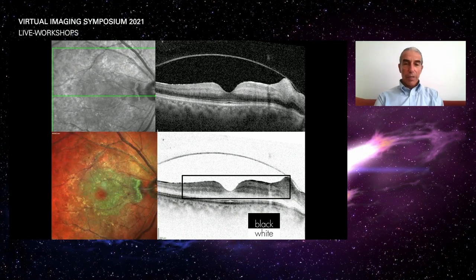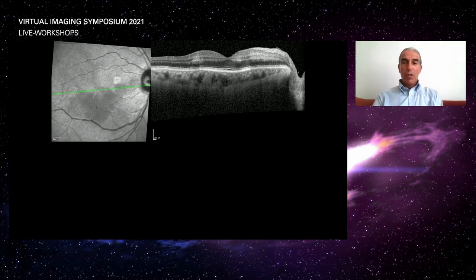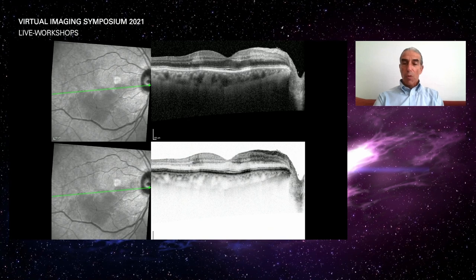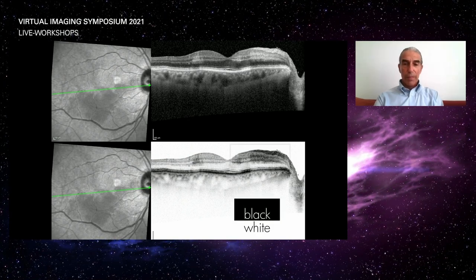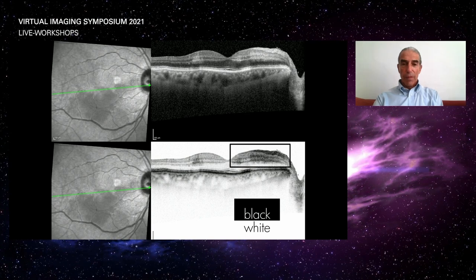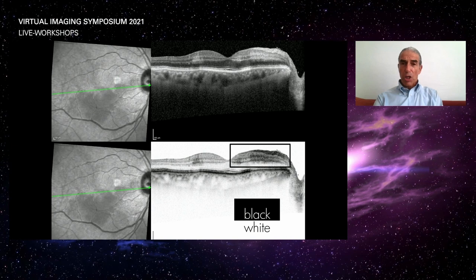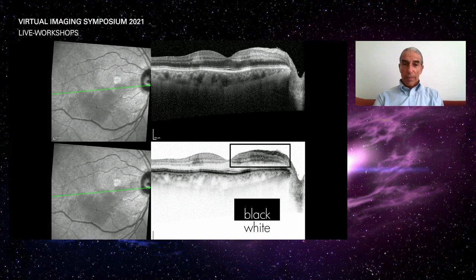In another case we saw earlier, here is what most clinics would use. Here's what we use. And I think you'll notice a pattern emerging. The compromised thickened hyperfluorescent inner retinal layers show up much more dramatically on the black and white.